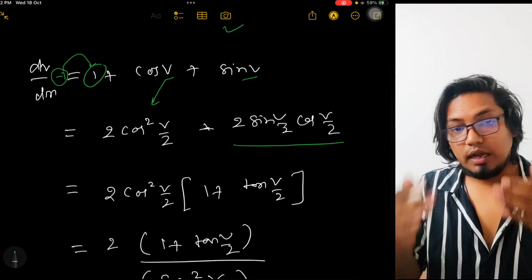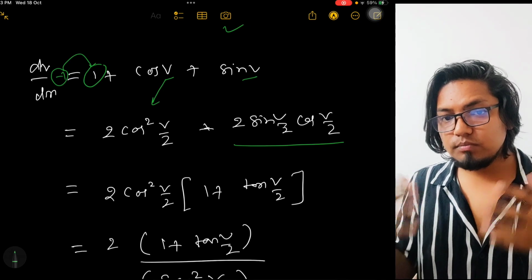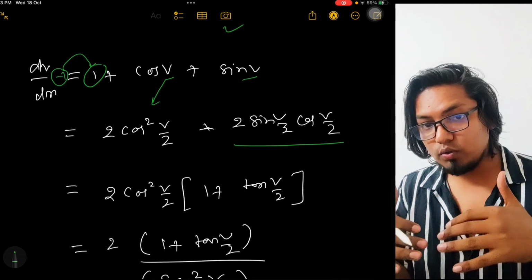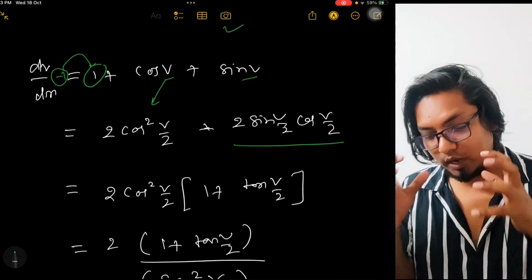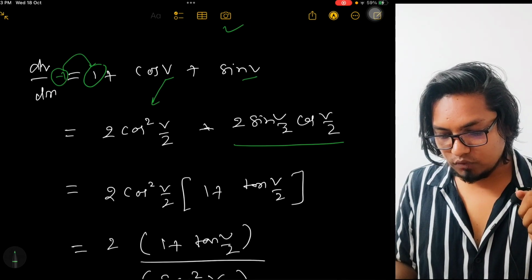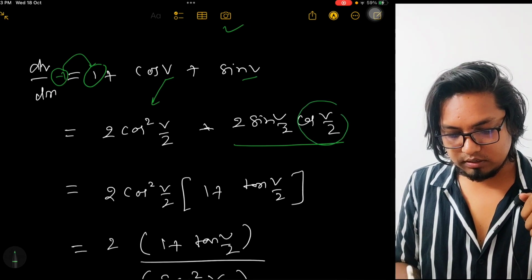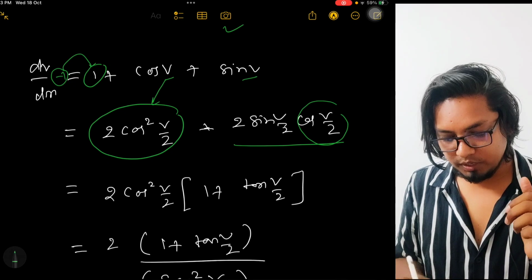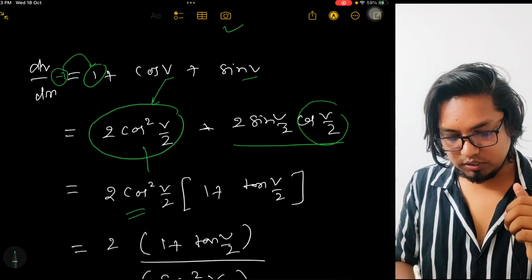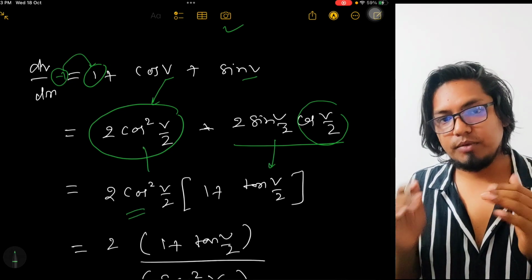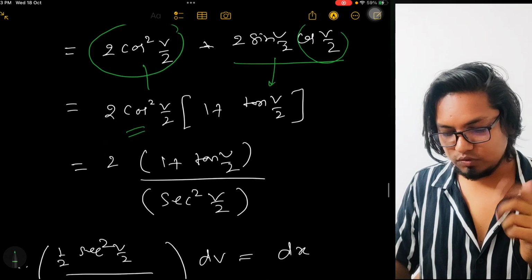Now again, see, at every step how will you know what to do? It will develop with practice. So I have chosen very good questions. From here, you take cos v by 2 and cos square v by 2 common. So I'm taking cos square v by 2 common. Here 1 will come and here tan v by 2 will come, because dividing by cos v by 2 it will become tan.